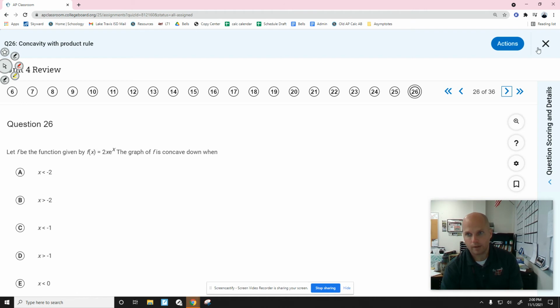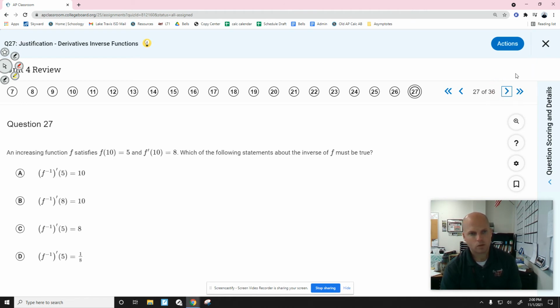Let's keep going. 27. Inverse. Great. Oh, I know there's a couple. Not that many linear approximation questions here so far. I wish there were more. So hopefully you redo the quiz. We'll see. Hopefully there's more.